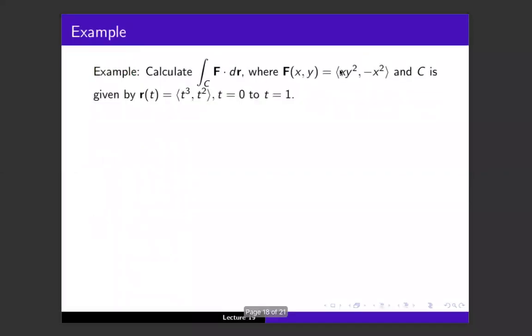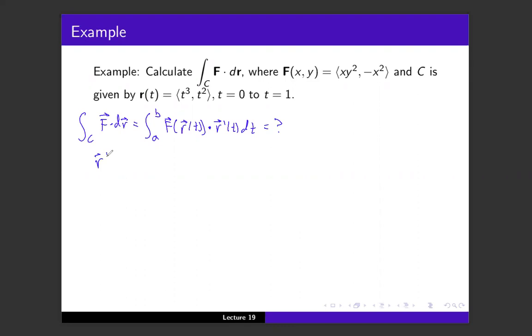Okay, here's another instance. What if we want to calculate this integral? Here F(x,y) is xy squared, negative x squared, and C is the curve given by t cubed, t squared, going from t equals 0 to t equals 1. Again, we just have to remember that the integral of F dot dr is the integral from a to b of F of r of t dotted with r prime of t dt.